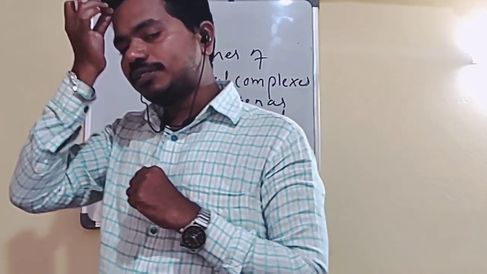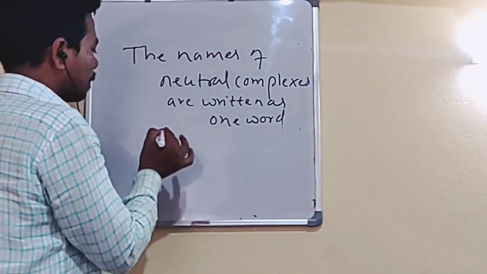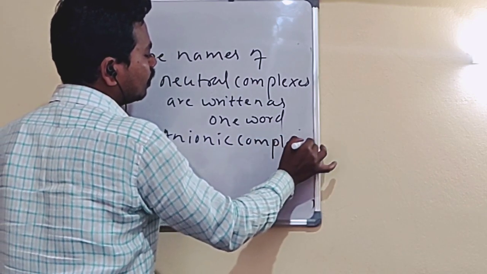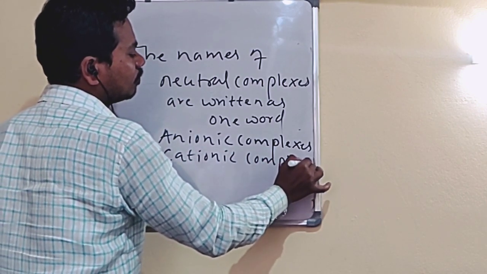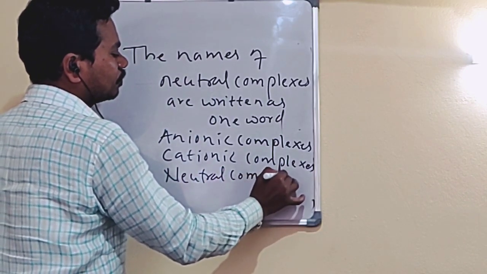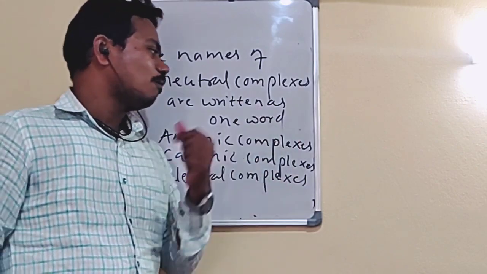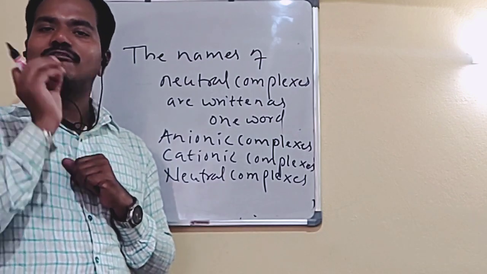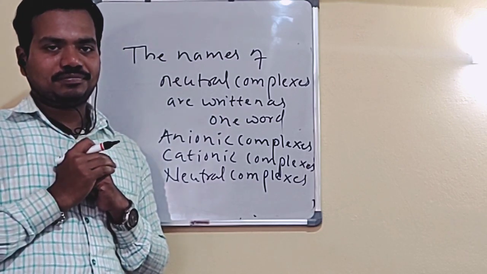For example, neutral complexes. We have discussed three types of complexes. What are those? Anionic complexes, cationic complexes, neutral complexes. We discussed them in the last video. Anionic complexes: an anionic complex is one which contains a complex ion which has a net negative charge.